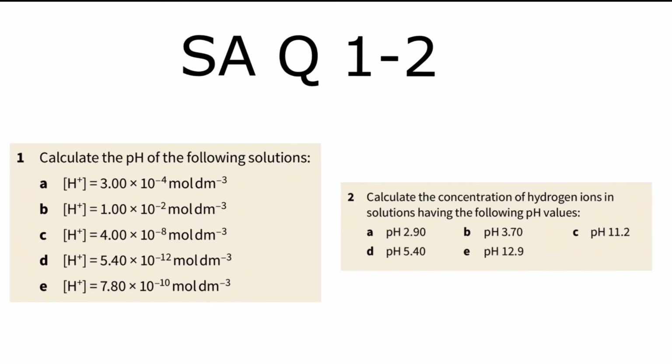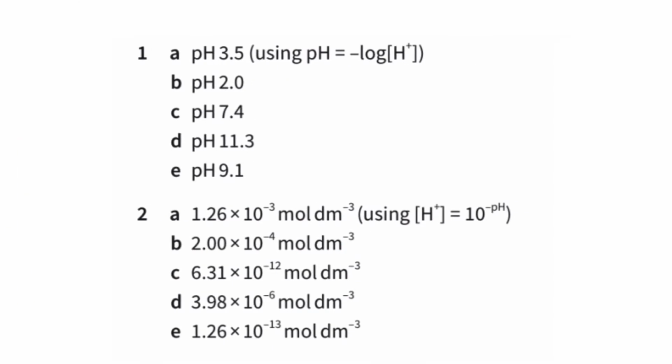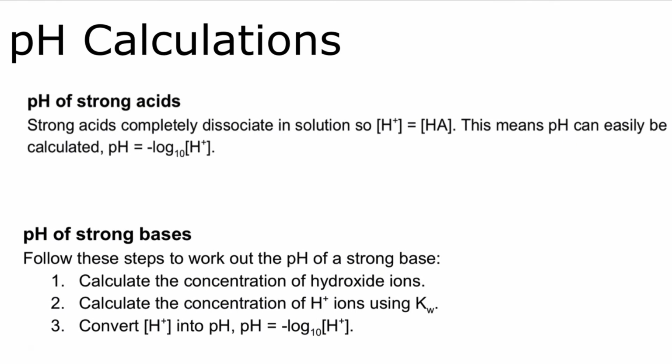Now let's solve SAQ 1 and 2. These are the answers for SAQ 1 and 2. Now let's move on to pH calculations. pH of strong acids. Strong acids completely dissociate in solution, so the concentration of H plus ion is equal to the concentration of acid. This means pH can easily be calculated by using this equation.